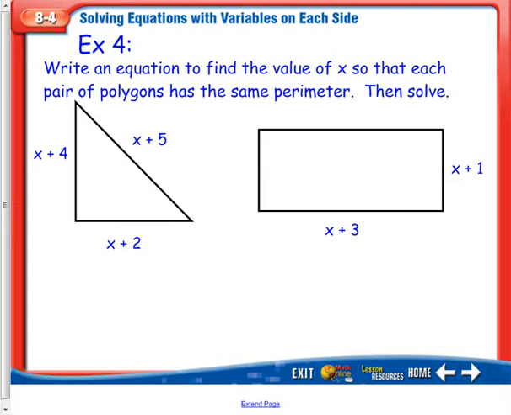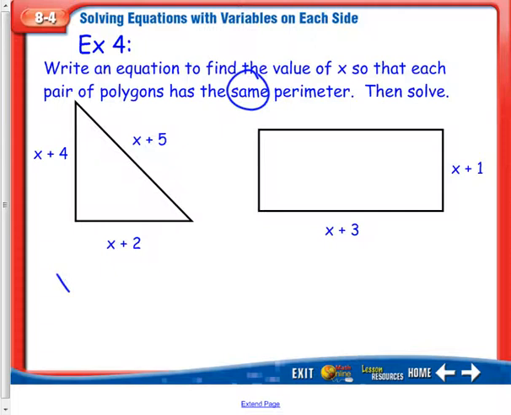All right, so let's check our other example. It says write an equation to find the value of x so that each pair of polygons has the same perimeter, then solve. Well, okay, so I need to write an equation here to find the perimeter of this, and then I want to have the same perimeter. So that perimeter is going to be equal to this one. So this is going to take a little bit here.